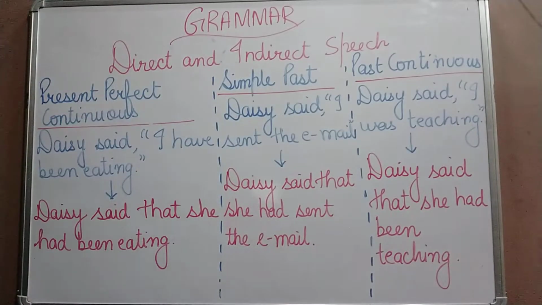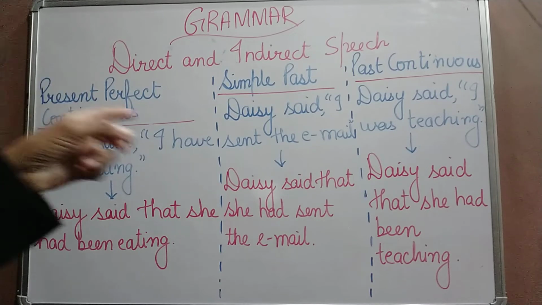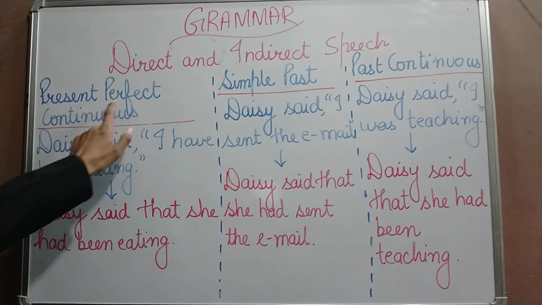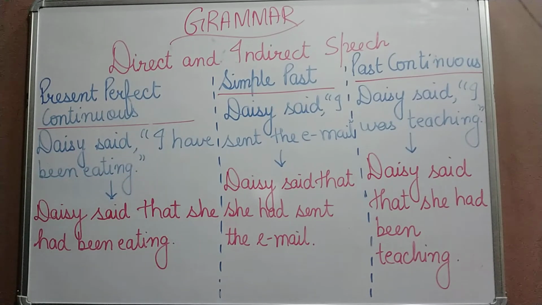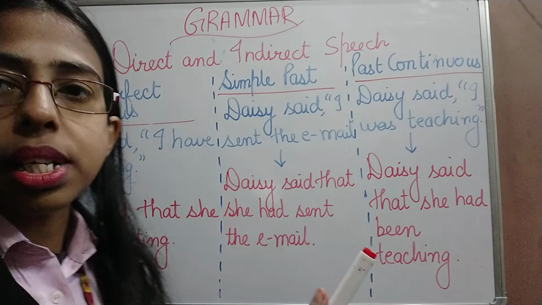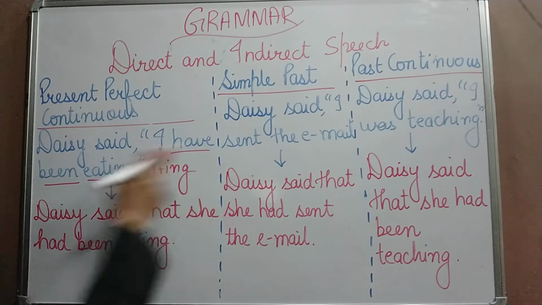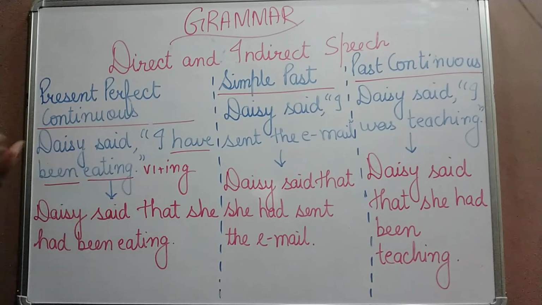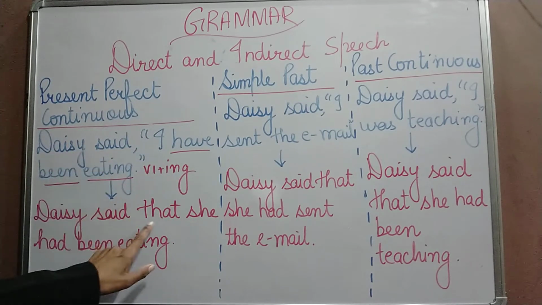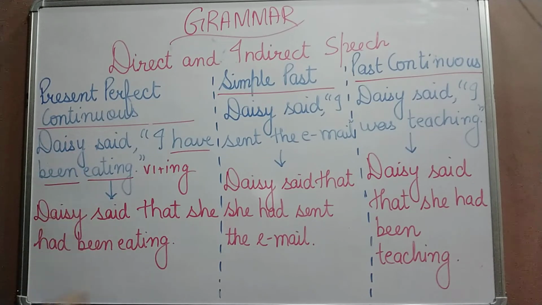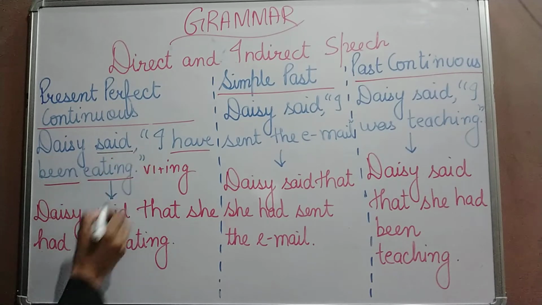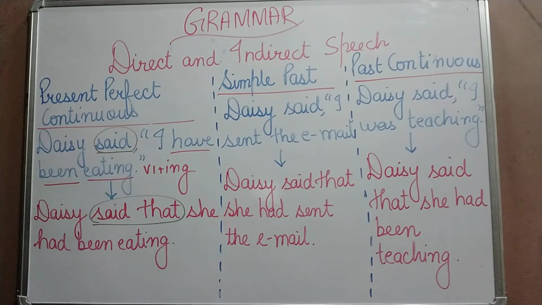Okay. So, now let us discuss the rules about present perfect continuous, simple past and past continuous. Present perfect continuous. Daisy said, I have been eating. So, how do you come to know that the sentence is of present perfect continuous? Have been, then first form of verb plus ing. Have been and first form of verb plus ing tells you that the sentence is of present perfect continuous tense. Let us change it. Daisy said that. Said will become said that. Have been will change into had been. Daisy said that she had been eating.